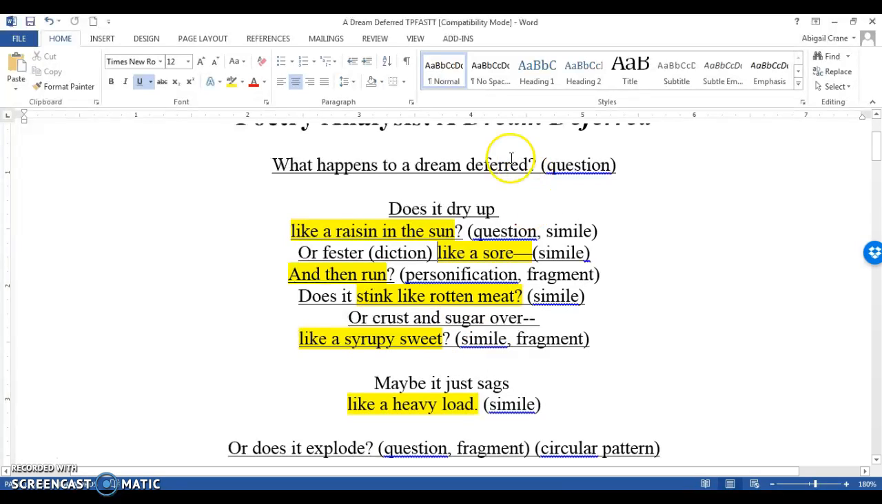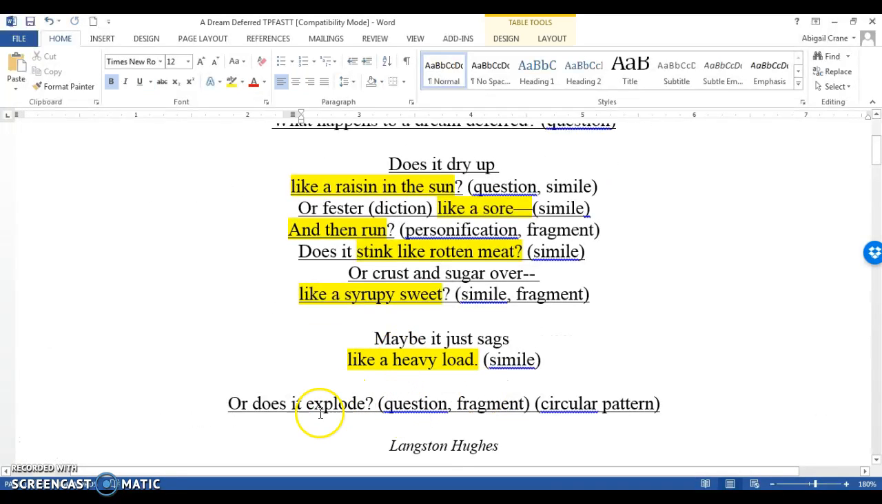And then we have the circular pattern here, right? This is so important because it's in the form of a question. If you begin with a question, the reader assumes that eventually, by the end of this text, we should answer that question, but that does not happen. It ends with a question, therefore meaning that the answer was never achieved, the dream was never achieved, and never will be.